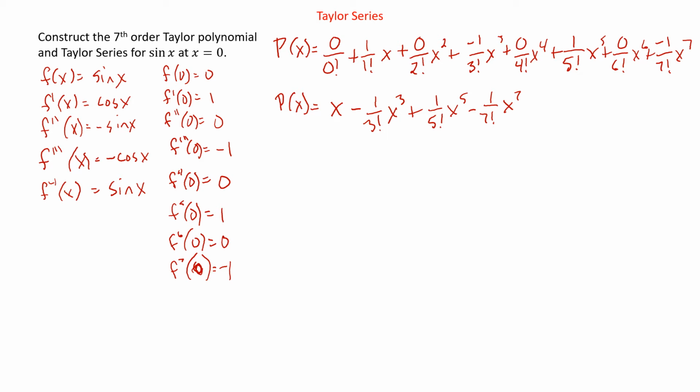If we want to get the Taylor series, we're going to need to take this out indefinitely. And so we'd have to add, and so we'll get the sum. We have some sigma notation here. We're going to start out with n equals 0. We're going to go to infinity. And then we just need to make an equation for this.